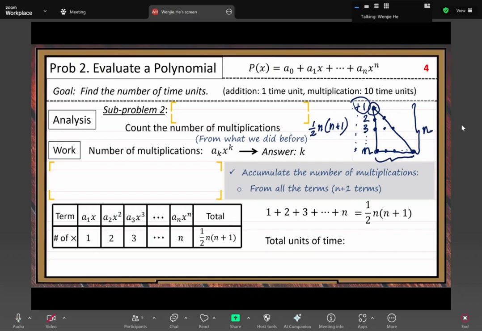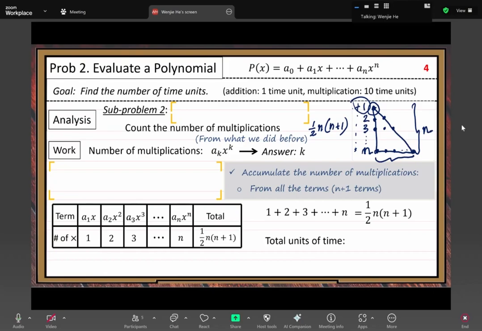Remember, we have 2 types of operations: addition type and multiplication type. Because we cannot compare apples and pears, 2 different objects, in order to do a fair comparison, we want to calculate the total number of certain units, for a fair measurement.